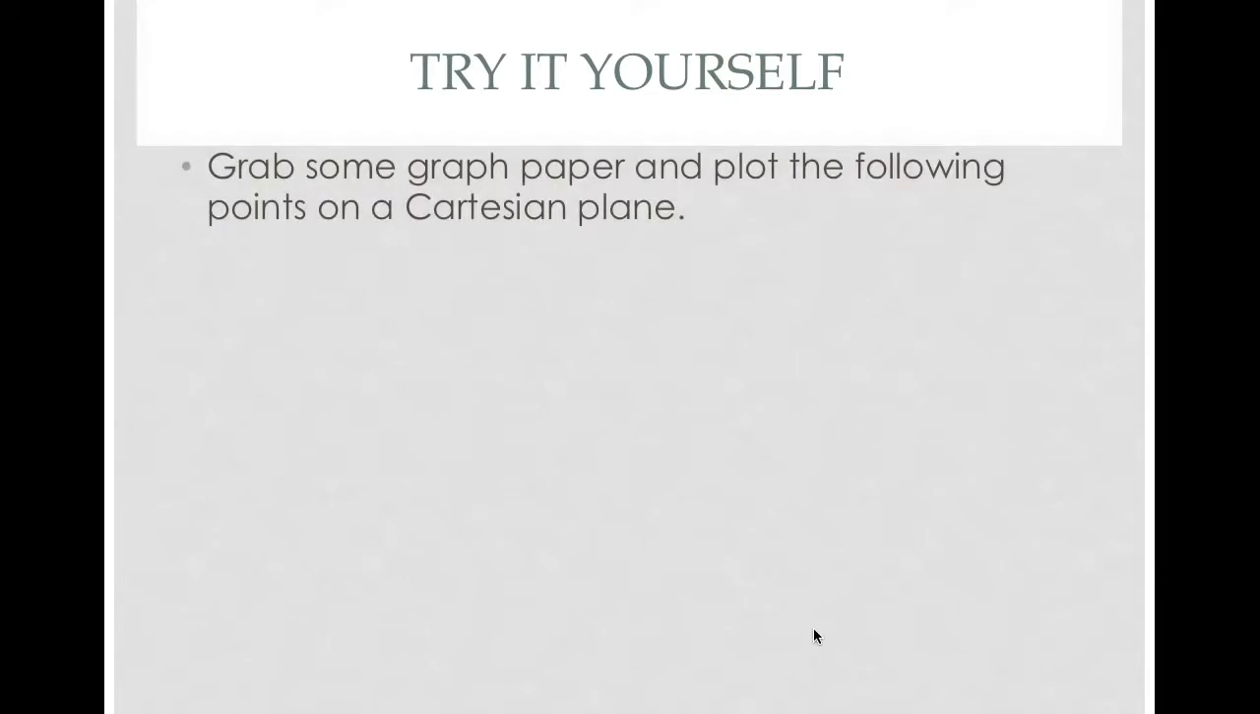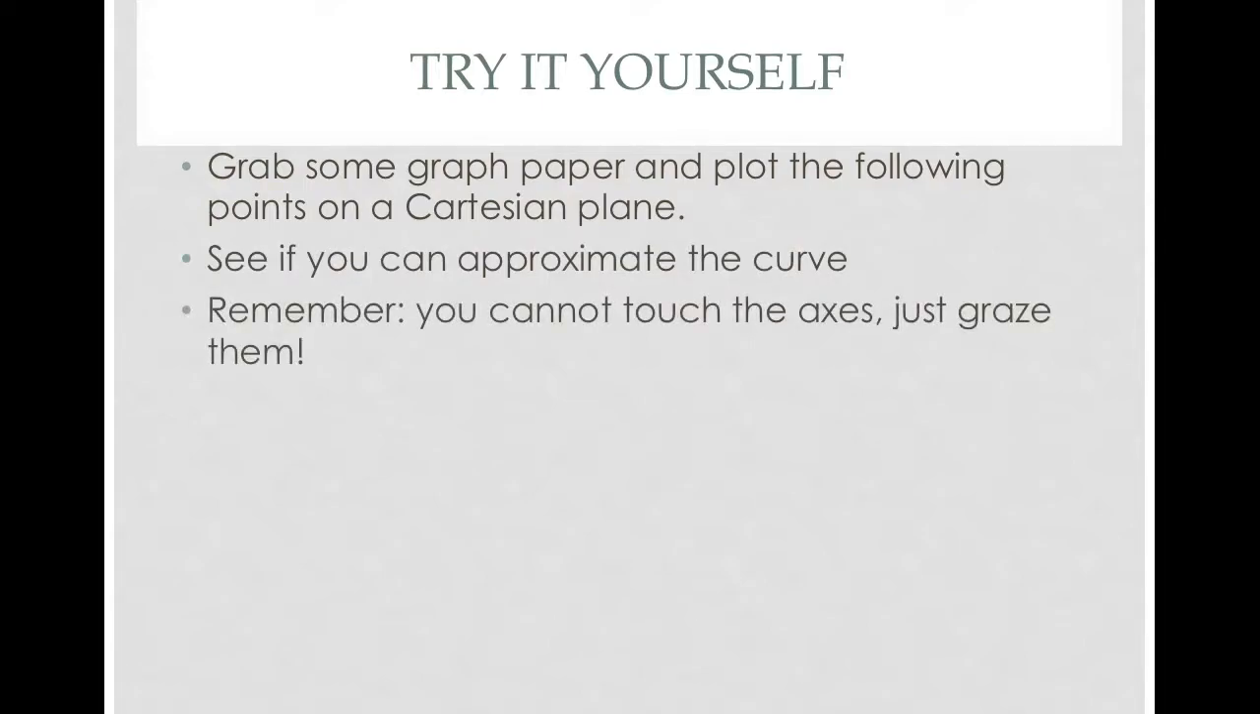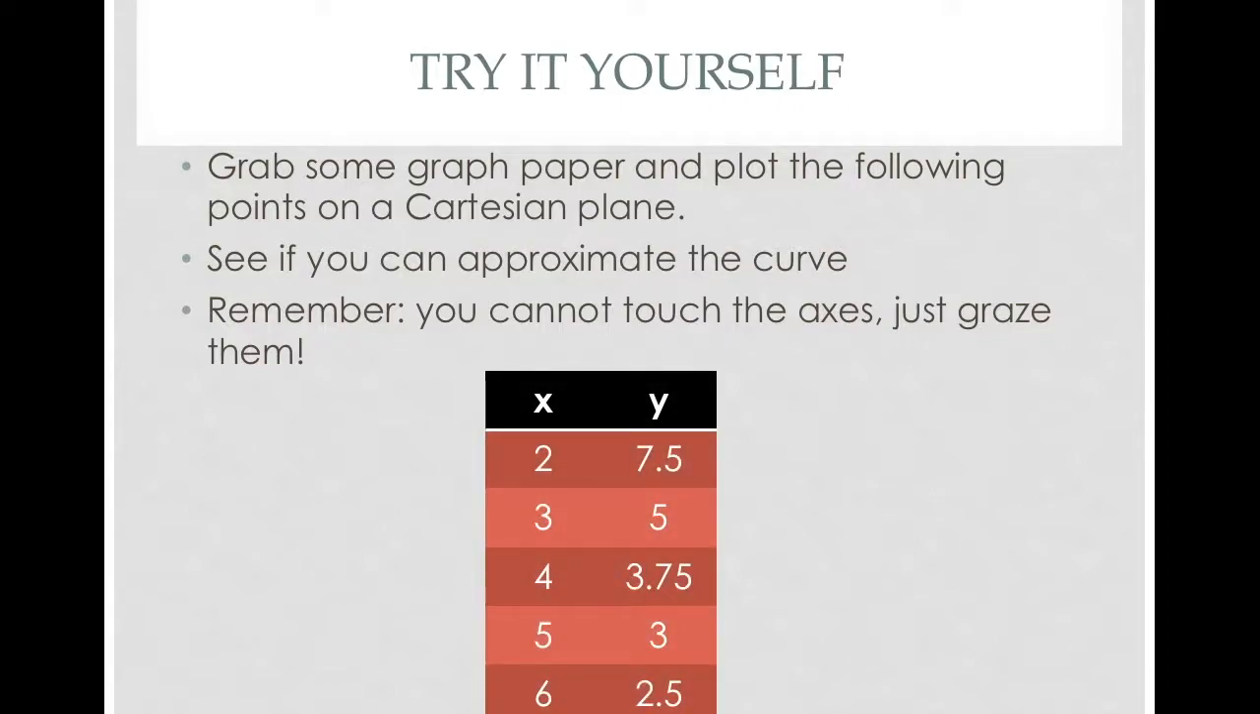So I would like you to try it yourself by grabbing some graph paper and plotting the following points in our Cartesian plane. Then see if you can approximate the drawing of the curve. And remember, you cannot touch the axes, you would just have to graze them. So here's a table of values, and I've given you several numbers because I feel like the more coordinates you have, the more accurate your curve will be. So just plot these on a graph paper, making your own Cartesian plane, and see what you get to check on the next slide.